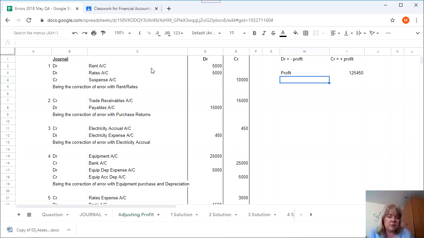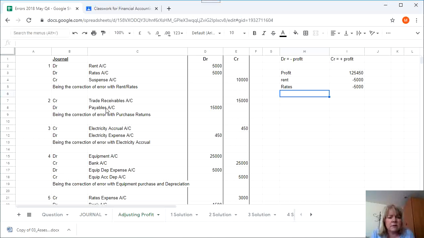Basically, I can then go down through my journal that I've just done and identify items that will affect the statement of income. So, for example, rent and rates are expense accounts that would affect profit, and the rule is basically if it's a debit in the journal, then it'll be a minus to the profit. So here I would be minusing 5,000 for the rent, and the rates would be a minus 5,000 as well. The suspense account obviously doesn't go into your income statement, so you ignore that and you continue on down along.